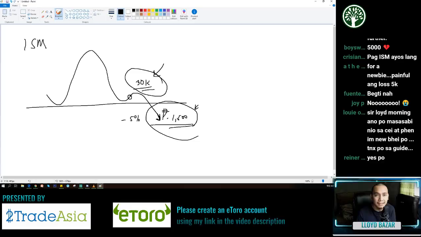So that's why as a newbie, lagi ko po sinasabi sa inyo, test buy lang. Just in case this happens, mas mafa-follow nyo po ang cut loss ninyo. Test buy lang sa susunod. Please wag po kayo mag-all in. If you go all in because you want to win it all, 100K, pag umakyat yan, sir, laki, tiba-tiba ako ng pera.